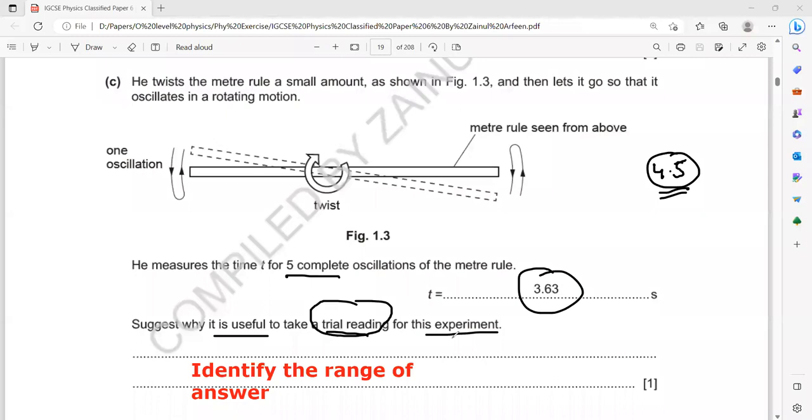He took a trial reading for this experiment. Even if he did a trial reading for one oscillation or 5 oscillations, that does not make much difference. Like if he did the experiment measuring for 5 oscillations, he will take a trial reading for 5 oscillations.